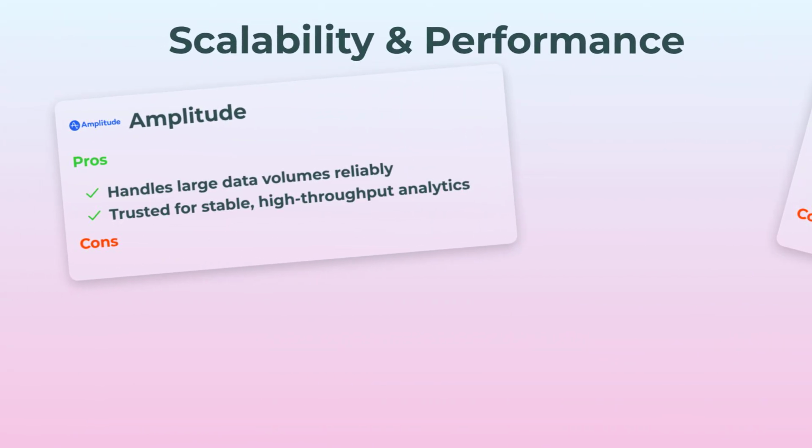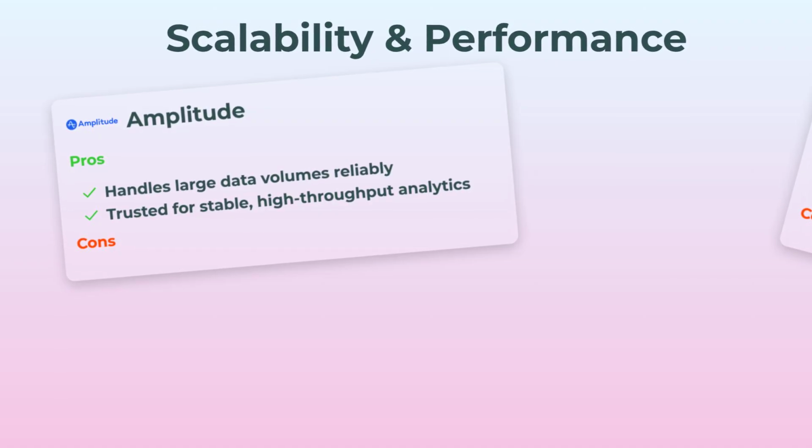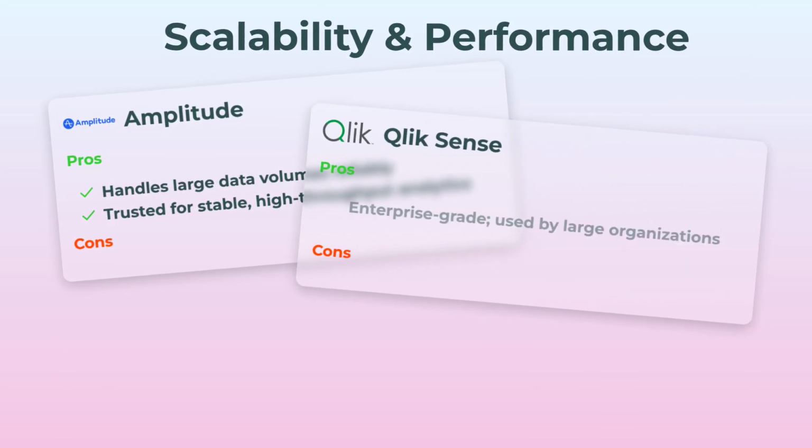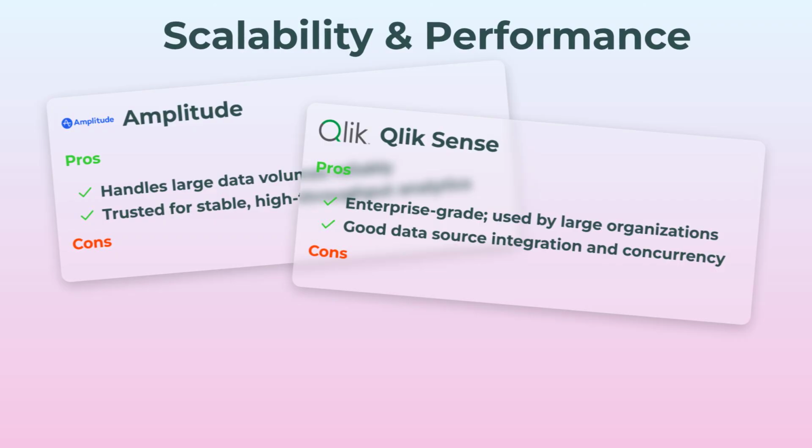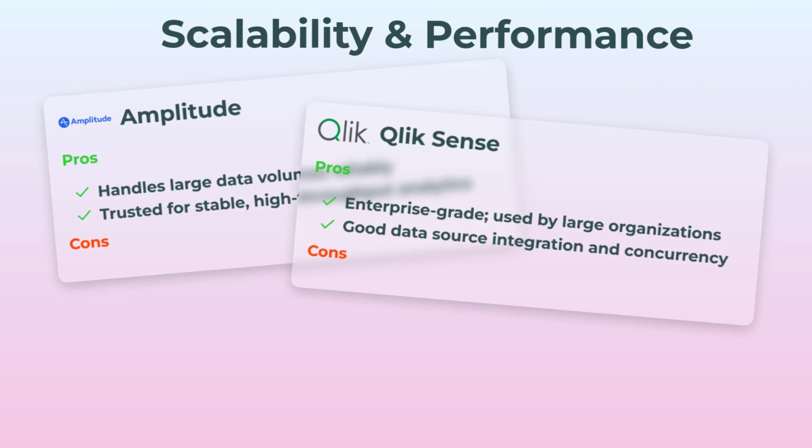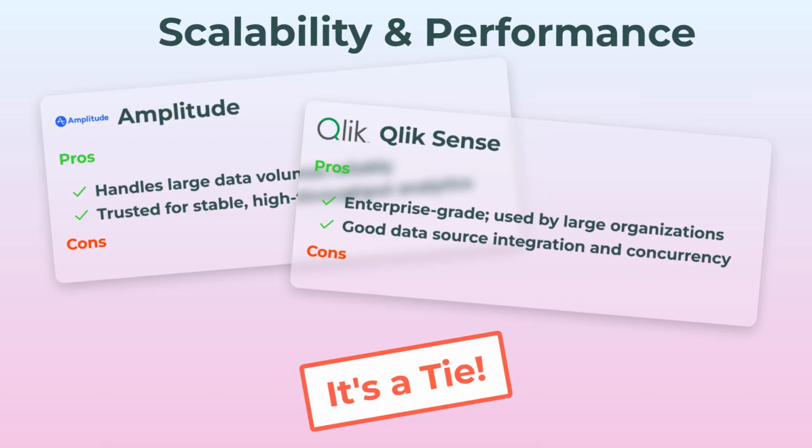Both these platforms handle massive data loads like pros. No kidding. Amplitude's got the rep for stable, high-volume analytics, and Qlik Sense was built for massive enterprise work. Big orgs love its concurrency and data integrations. You know what? There's no clear winner here. Both scale up like it's nothing.